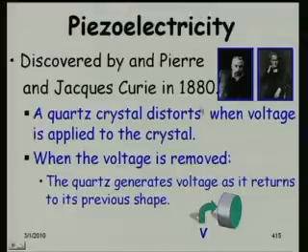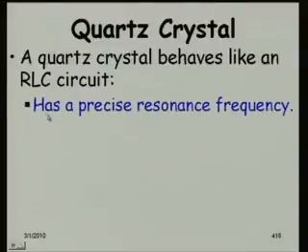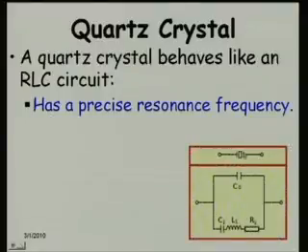So, this was the principle in 1880, but much later, about 50 years later, somewhere around 1925 or something, 23, this was applied to develop a clock. The idea is that a quartz crystal is like an RLC circuit, capacitance, inductance and resistance, and you know that every RLC circuit has a precise resonance frequency. So, just see here, this is the quartz crystal, and the equivalent circuit of this is this one, an RLC circuit.